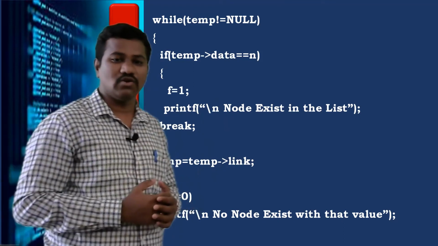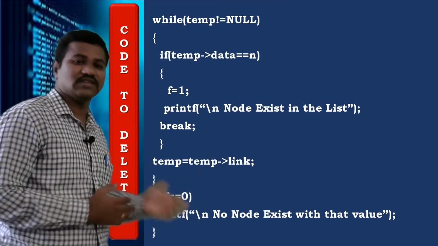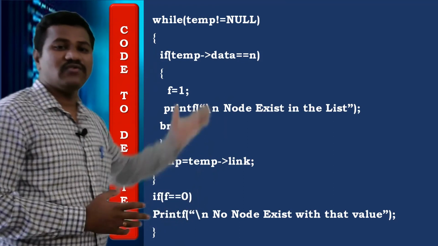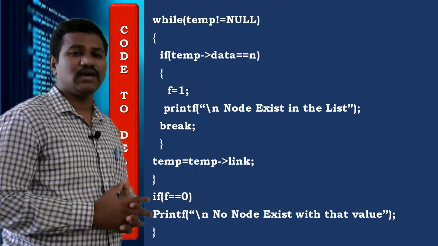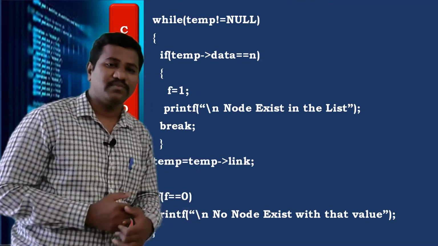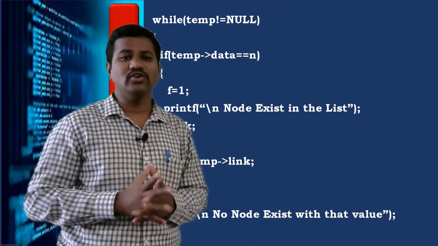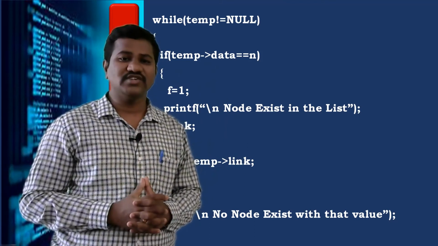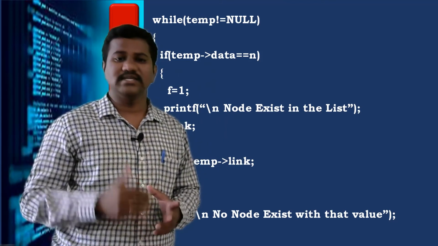After coming out of the while loop, we check the condition whether the value of f is 0. If the value of f is 0, we print this message. However, if we find the data, then the value of f is changed, and this is not going to be printed. Right? So this is how we perform the searching operation in the case of a single linked list.